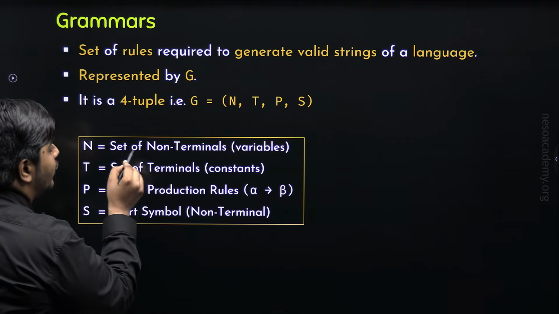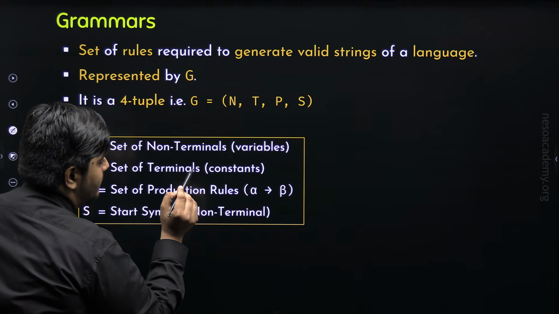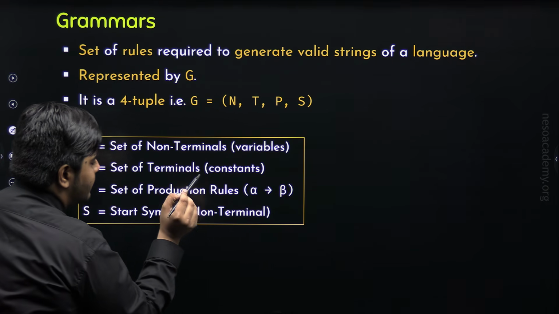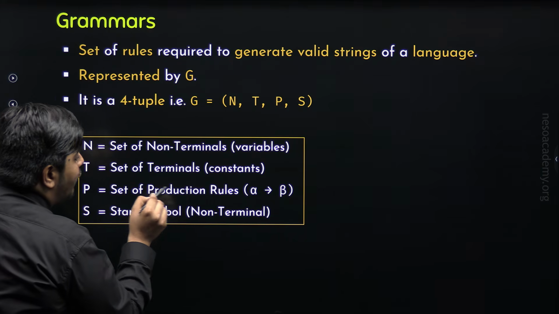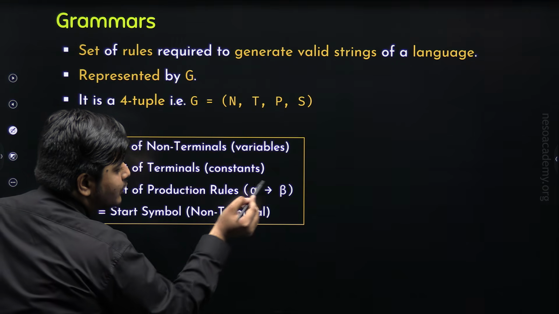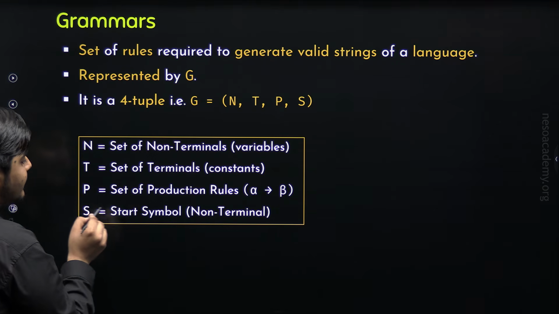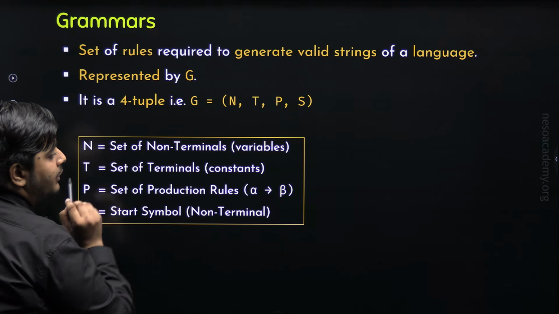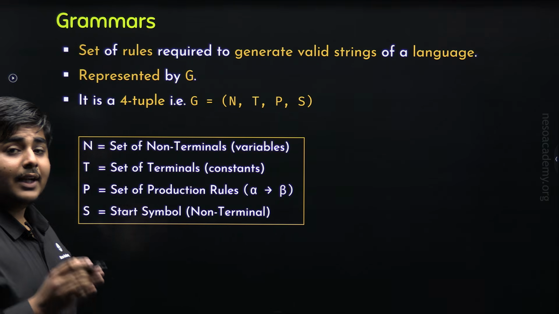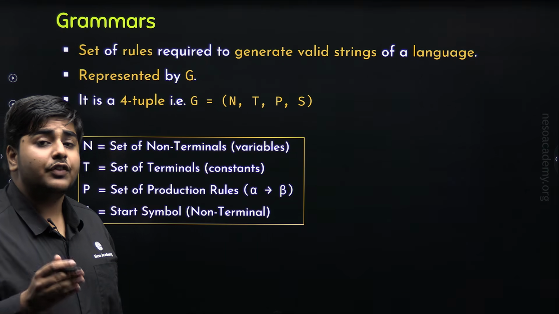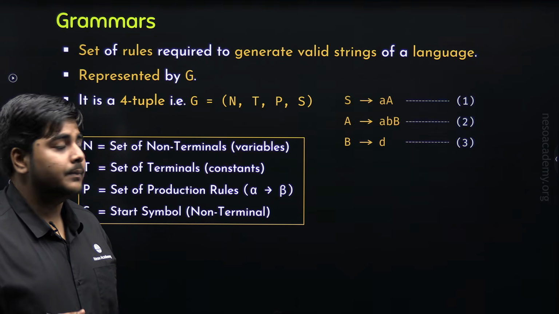N means the set of non-terminals or variables. T means the set of terminals or constants. P means the set of production rules, which are written in the form alpha tends to beta. And S means the start symbol, which is again an example of a non-terminal. Now, to understand each one of them, let's take a simple example of grammar in theory of computation.